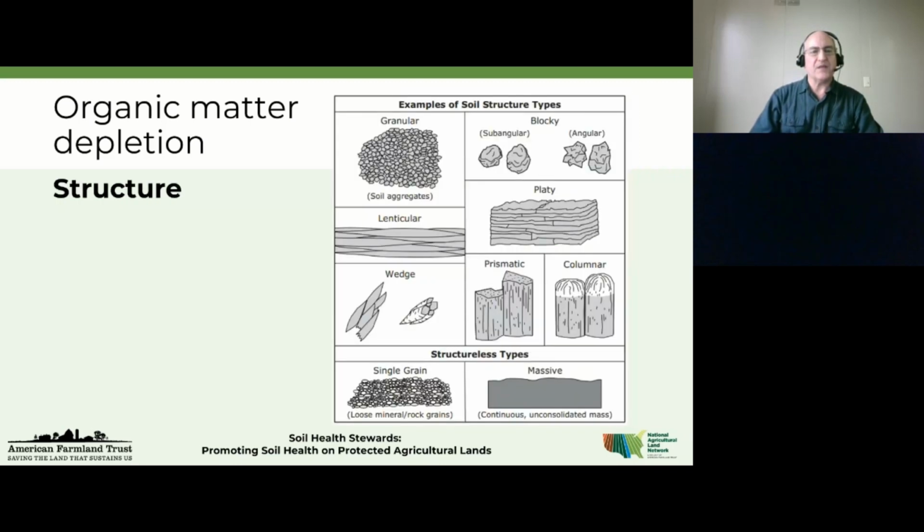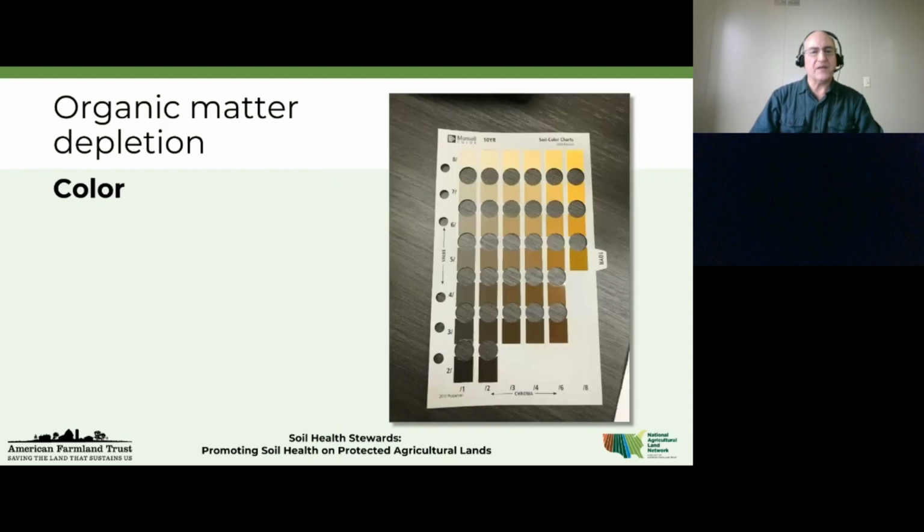And then structure. Oh, and I forgot to mention on color, in the official series description, which I'll show you here in a minute, there's a moist color and a dry color, and I would recommend that you compare to both of those if you can. If you have a dry sample, compare to that dry color, and then moisten it, and then compare to the moist color, because sometimes you'll get a departure on the dry color that you won't see on the moist color.